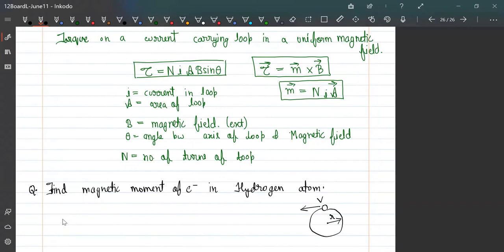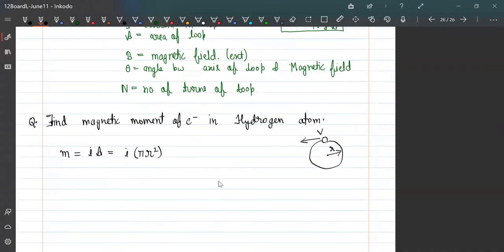So if I want to calculate the magnetic moment, the number of turns is only one. You want to find the current, and the area of the loop will be just pi r square. And if you want to find the current, it depends on how many times it rotates in 1 second, right? So current will be charge upon the time in one rotation. One electronic charge takes, let us say, time t. So time t will be 2 pi r by v for one rotation. If I put it here, this becomes ev by 2 pi r.